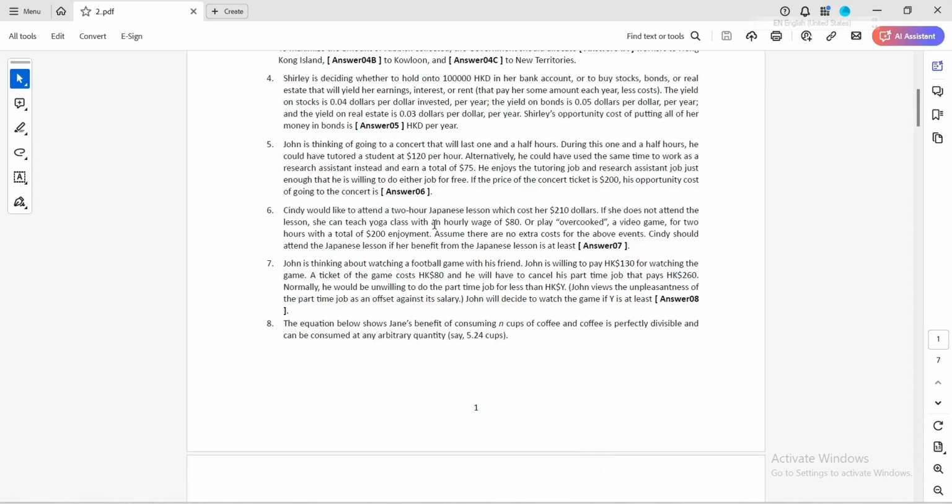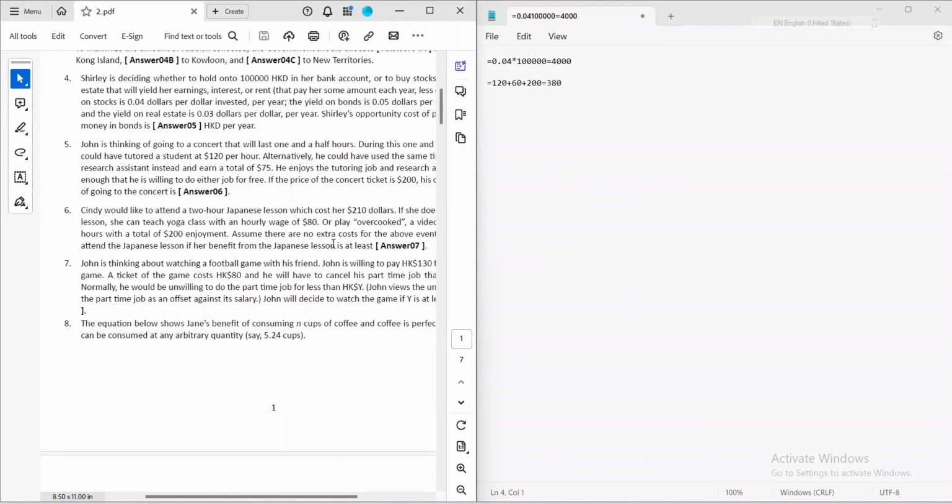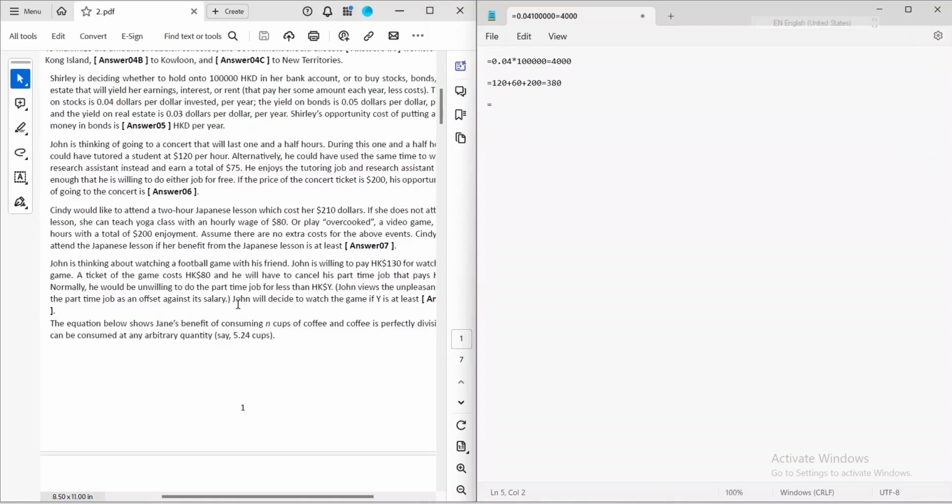Cindy would like to attend a 2-hour Japanese lesson, which costs her $410. If she does not attend the lesson, she can teach a yoga lesson with an hourly wage of $80, or play a video game with a total benefit of $400. Cindy should attend the Japanese lesson if her benefit from the Japanese lesson is at least what? So the concept is pretty much the same. Additional benefit should be greater than the additional cost. So what is the benefit from the Japanese lesson?